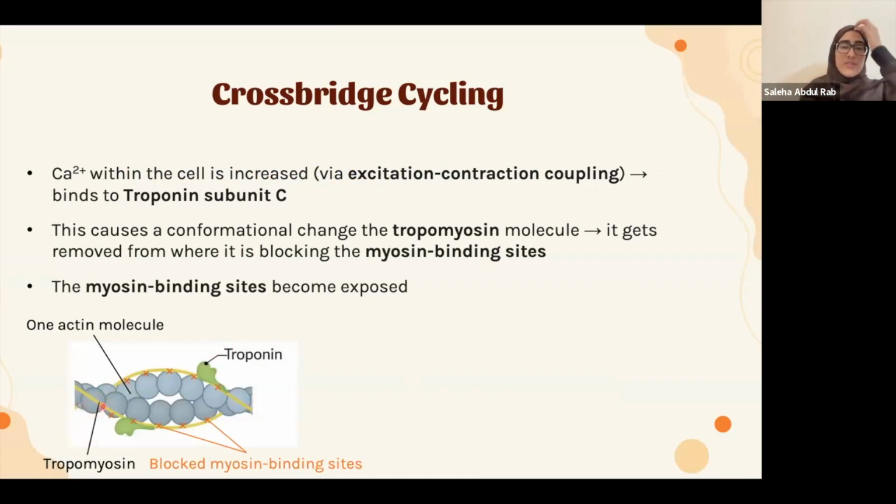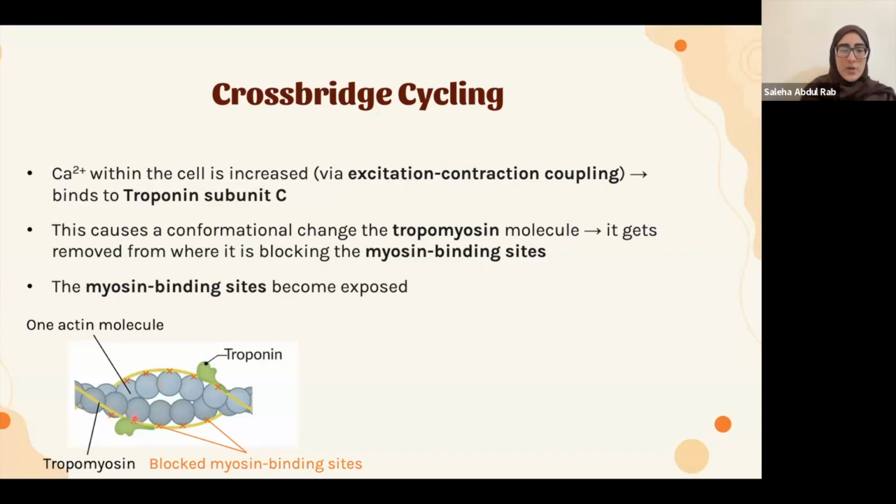This tropomyosin fiber changes shape, a conformational change is induced, and you know how earlier it was blocking the myosin binding sites? Now the fiber moves, or let's say it just moves a little bit. So those binding sites are now exposed, and the myosin can now come and bind to those myosin binding sites on the actin.